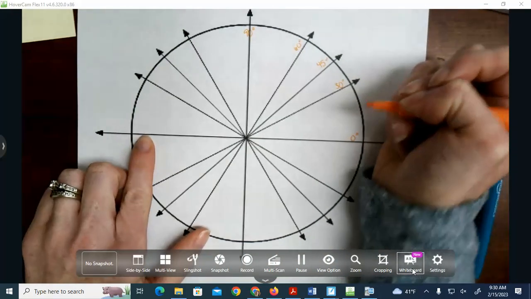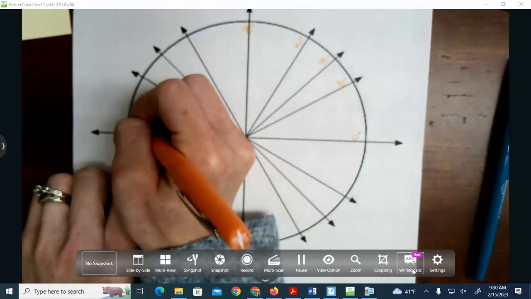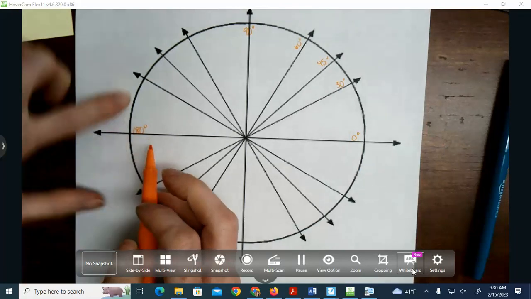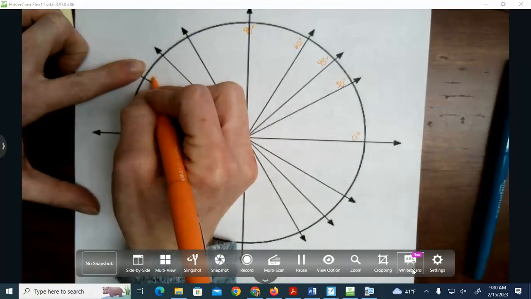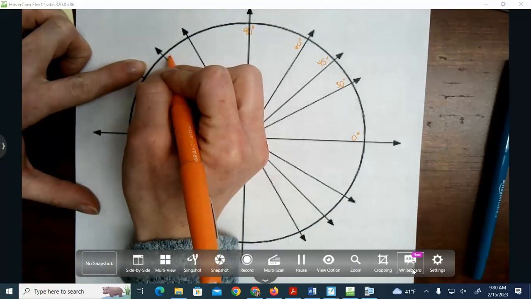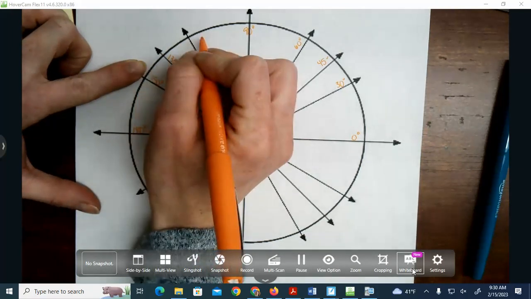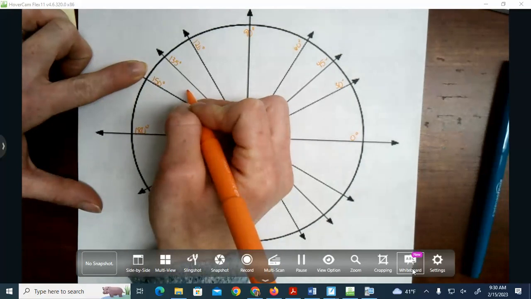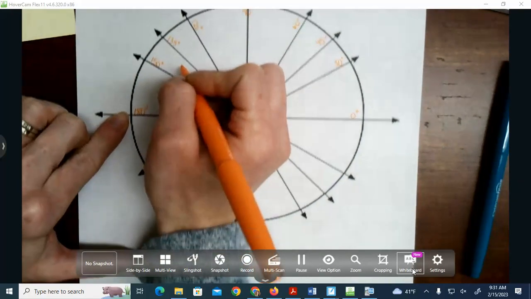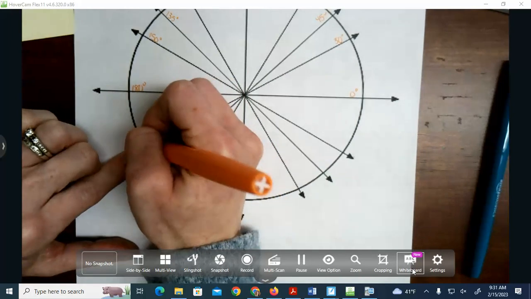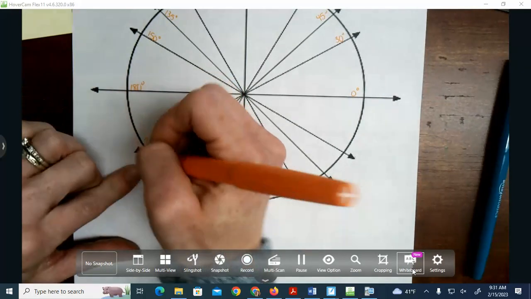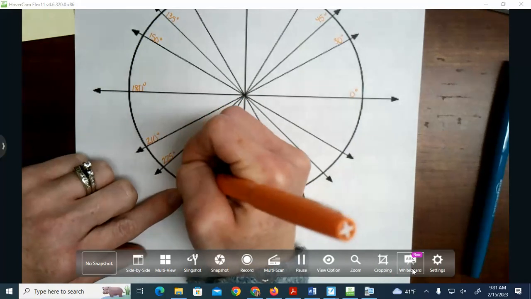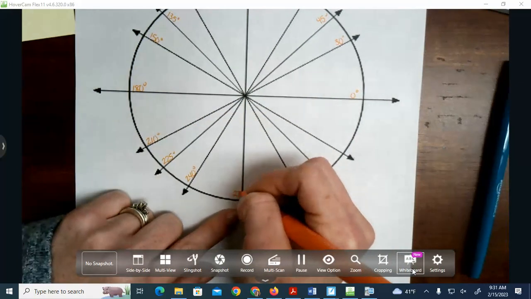Then we drop down to 180. And then in the second quadrant, we do 180 minus the reference angle. So 180 minus 30 is 150. 180 minus 45 is 135. 180 minus 60 is 120. In the third quadrant, we add our reference angle. So 180 plus 30 is 210. 180 plus 45 is 225. 180 plus 60 is 240. And this line down here was the 270.